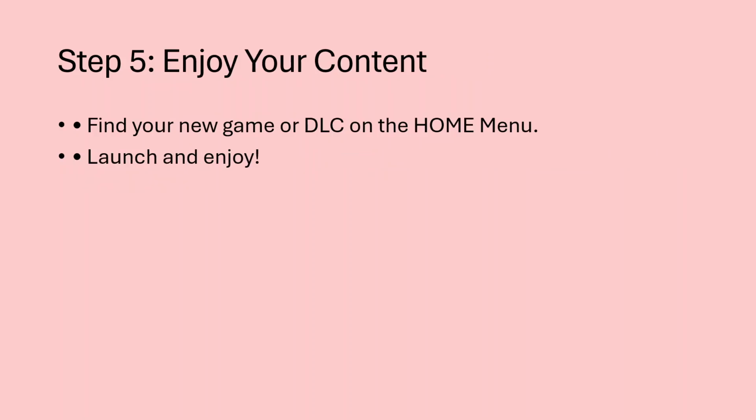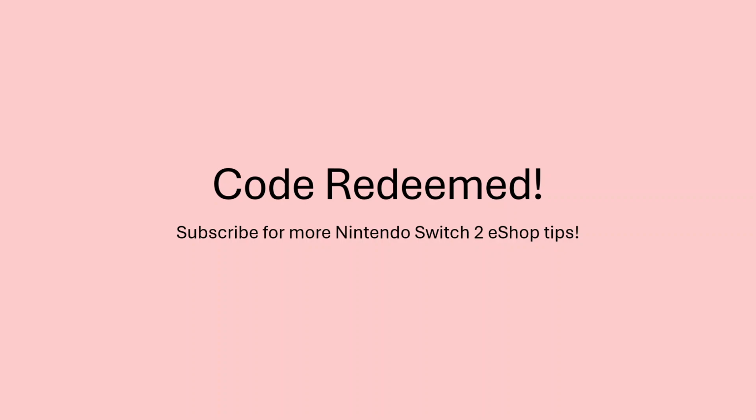Step 4. Confirm and download. Confirm the details of the game or content. Select Redeem to add the content to your account and start the download. Step 5. Enjoy! And that's how you redeem codes on your Nintendo Switch 2.